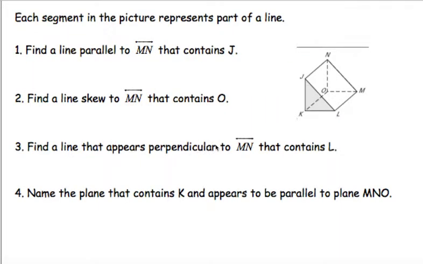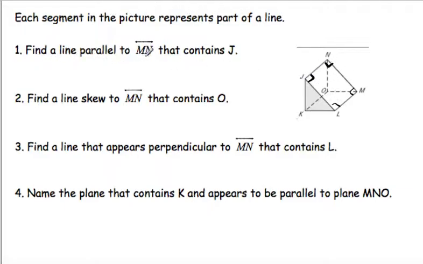Here we have some sample problems where we're going to identify parallel lines, perpendicular lines, and skew lines. In this image, around the outside here, they don't have it marked, but I do want us to realize that these are right angles in the corners. And then on the other parts around it as well. So it says find a line parallel to line MN. Oh, and also each segment in this image represents part of a line.